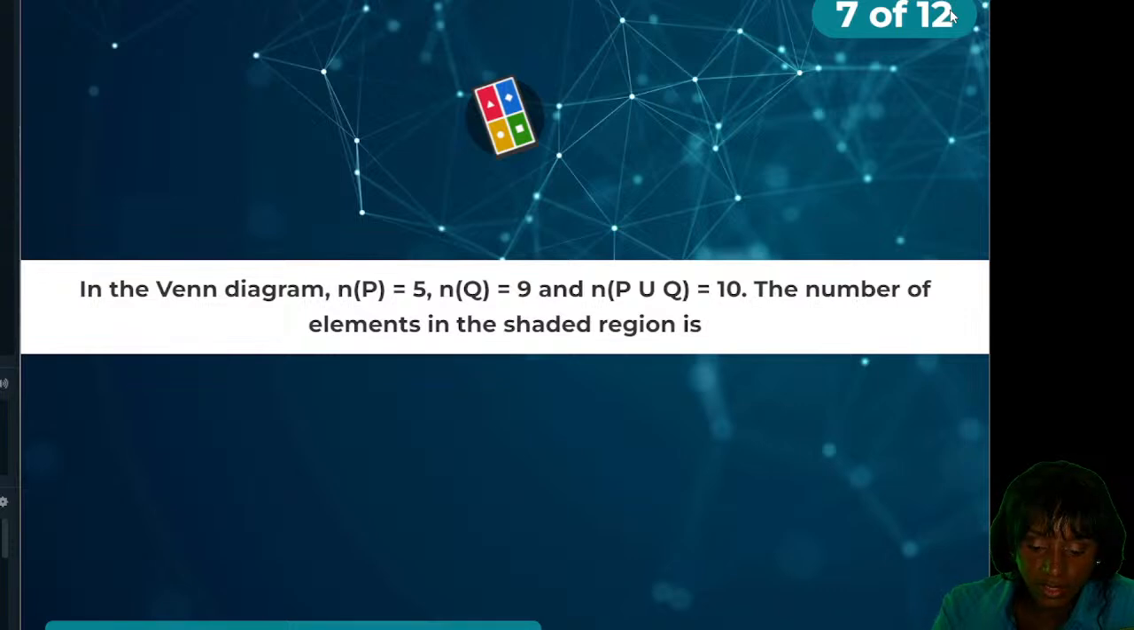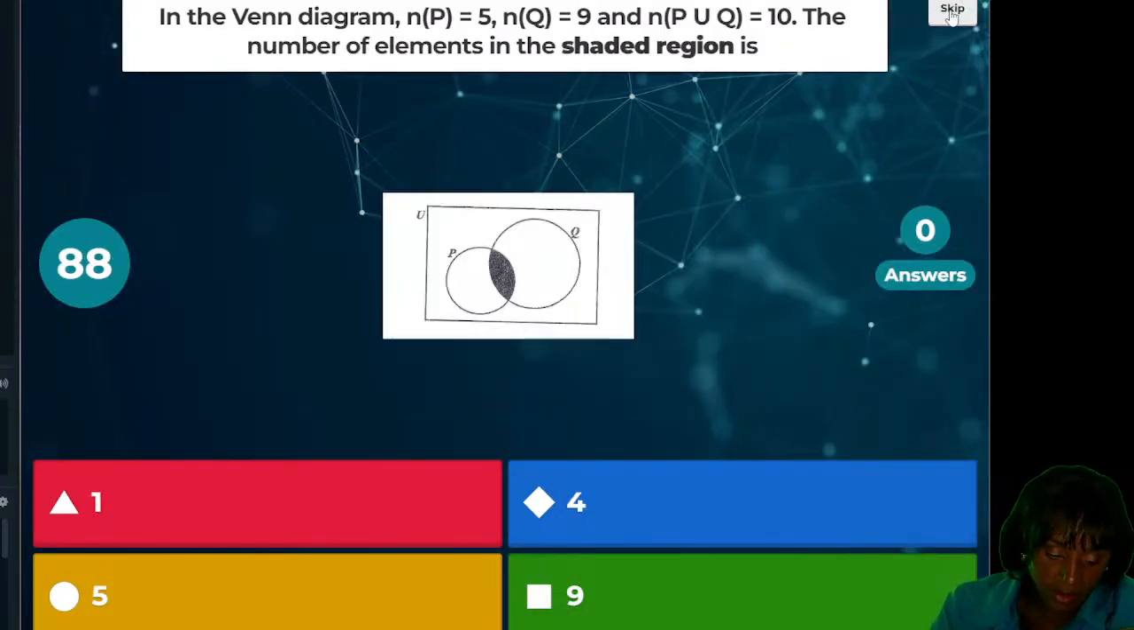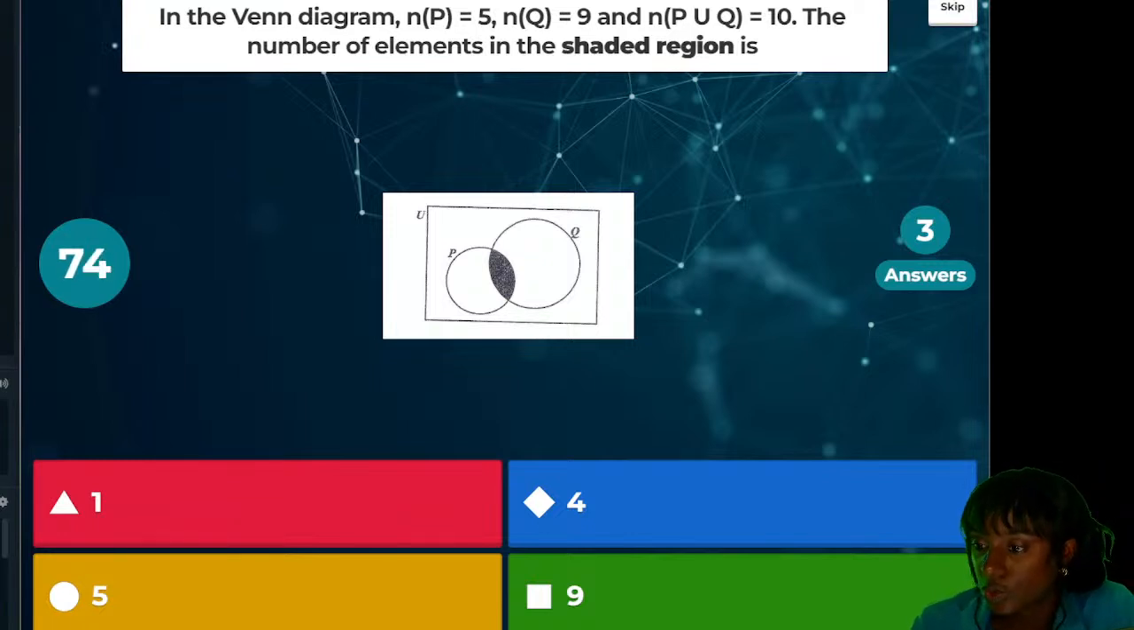So this is a set question. Feel free to draw your Venn diagram. Well, you actually have a Venn diagram here, but you can always sketch your Venn diagram to get a clearer picture as to what's going on.